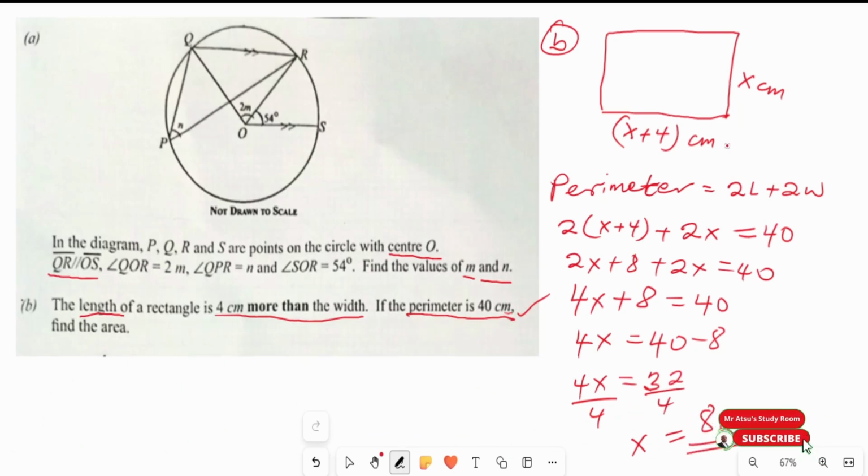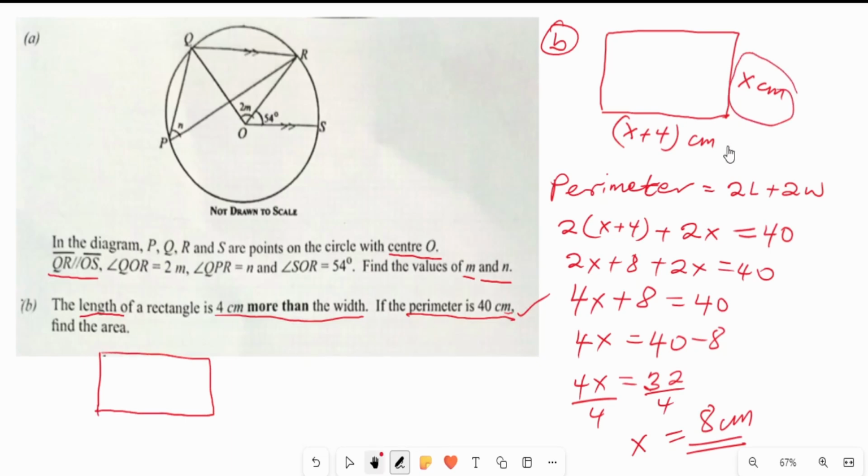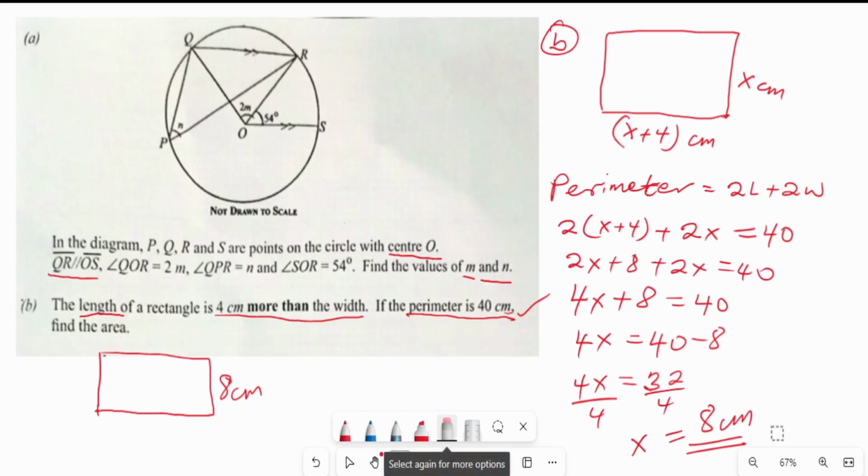Now we can go back to our diagram, and permit me to quickly sketch a different diagram and substitute the values. So now we know the value of x to be 8 centimeters. So let's put 8 centimeters here. Or maybe let me just erase the centimeters since we already have centimeters in the diagram. So x equals 8. Then 8 plus 4 is 12. So the length is 12 centimeters.